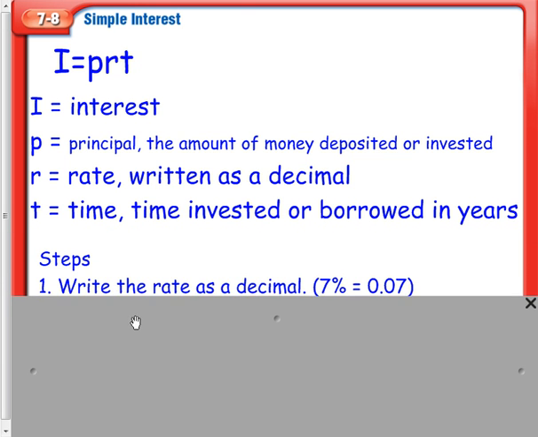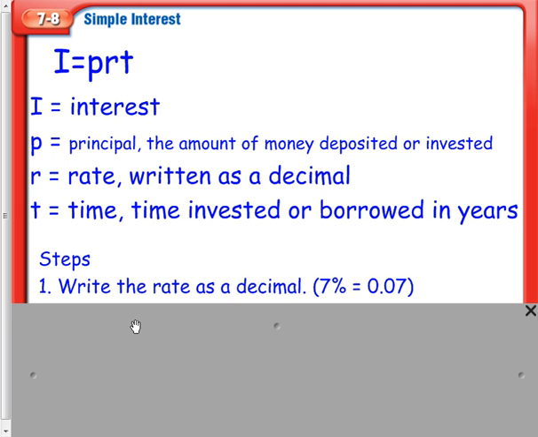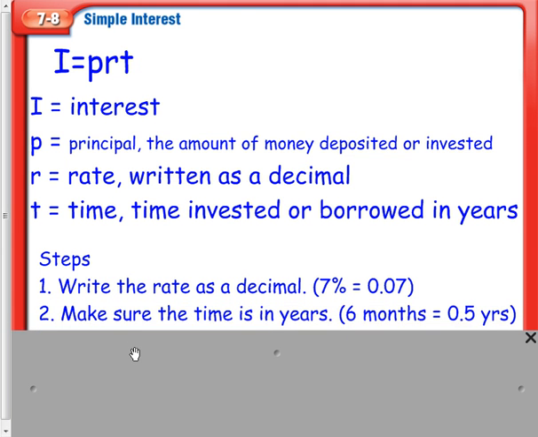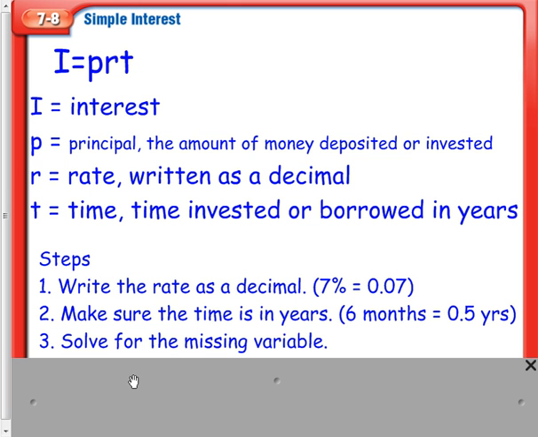So the steps. The first step is write your rate as a decimal. So like I said, 7% is 0.07. Number 2, make sure the time is in years. So 6 months equals 0.5 years and so on. Then number 3 is solve for the missing variables. So you notice we have 4 variables in this problem. What that means is they're going to give us 3 of the 4 and we have to solve for the 4th. If they give us P, R, and T, we just multiply them all together and we know I.